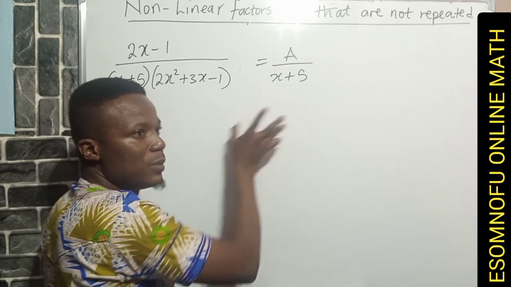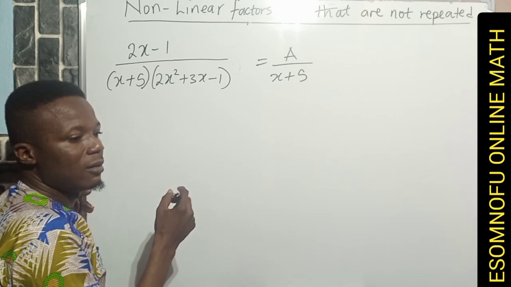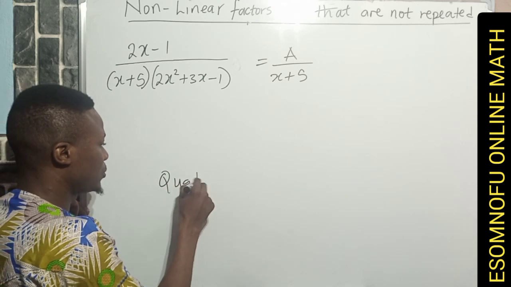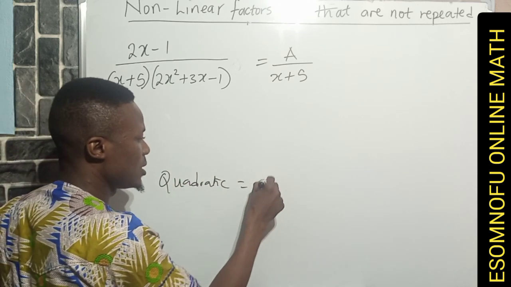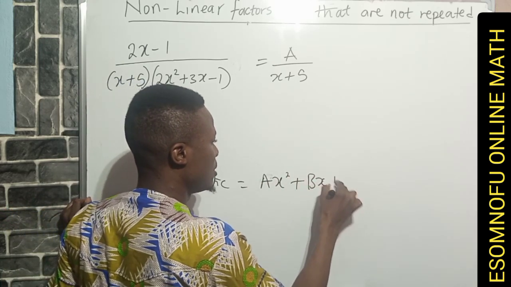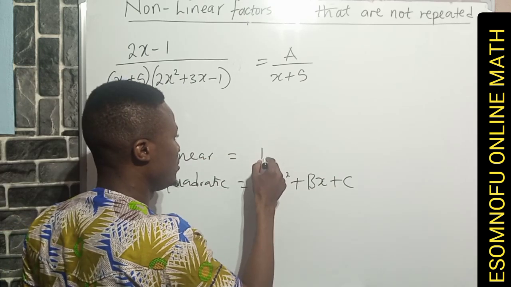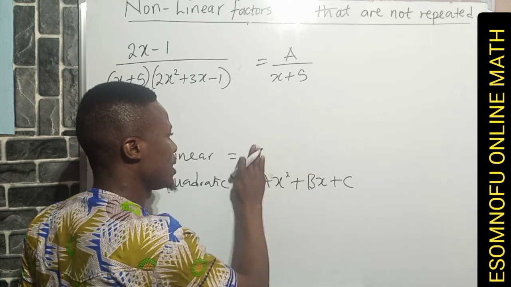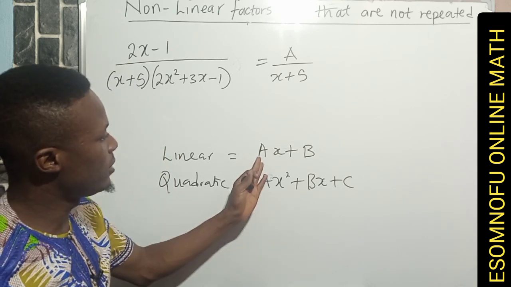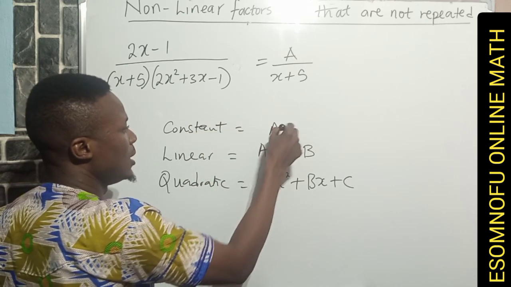If you have cubic, you are using quadratic in the numerator. And remember, the general form of a quadratic expression is, let me use a capital letter, Ax squared plus Bx plus C. If you have linear, you shall have Ax plus B, or Bx plus C, as the case may be. This is the form of linear. Then a constant can just be a letter A or B or C, as the case may be.